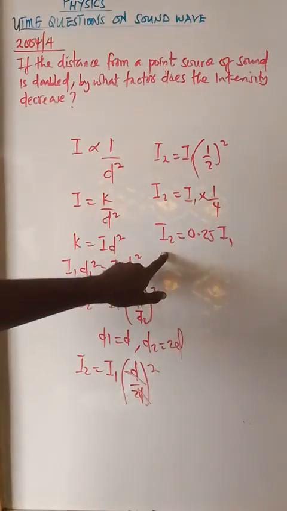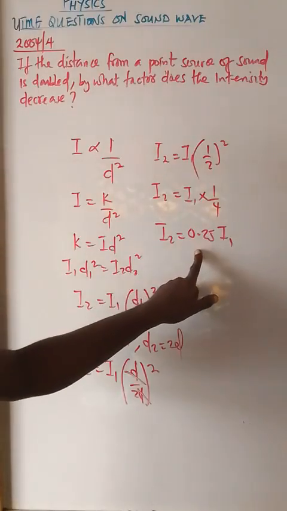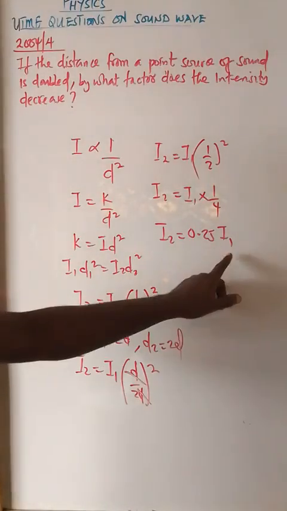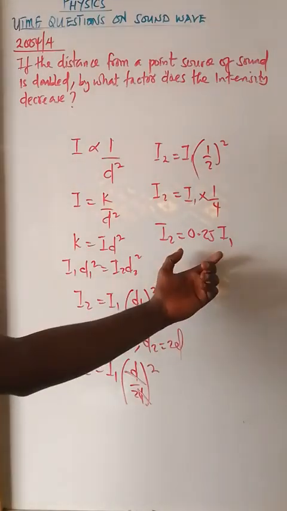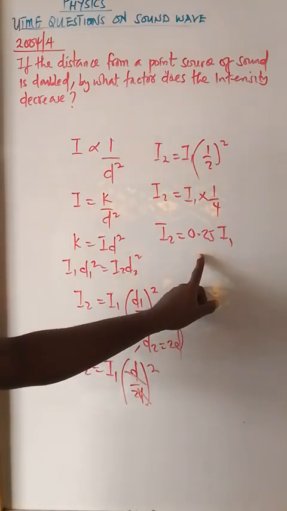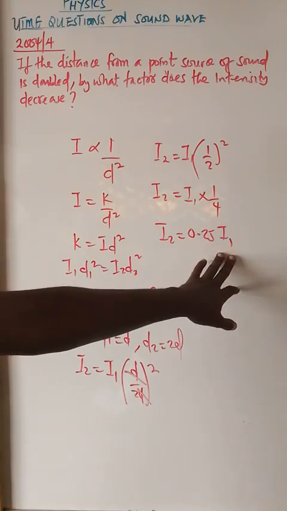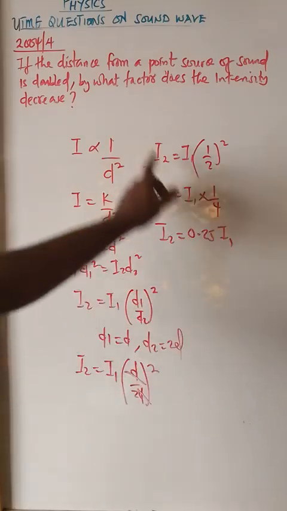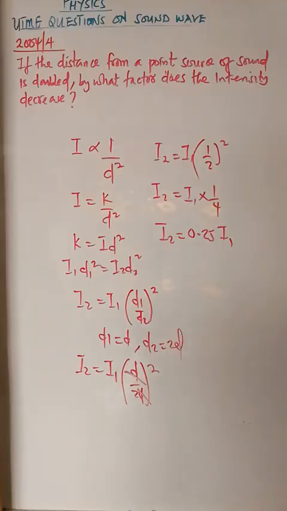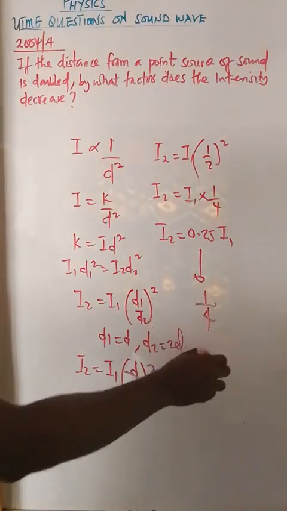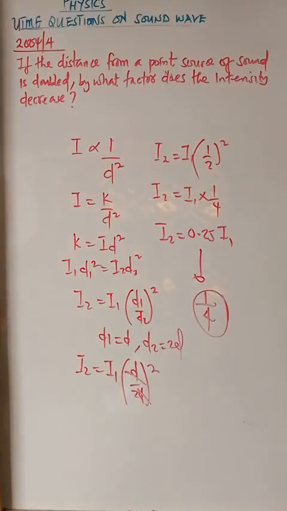So the new intensity is 0.25 times the original intensity. So this is decreased because this is a proper fraction. When we multiply a number by a proper fraction, it gets smaller. So that's why there is the word decrease. It decreased by a factor of 0.25, or by a factor of 1 over 4.